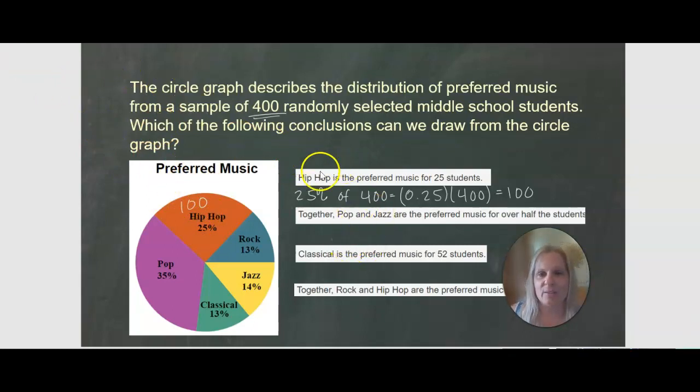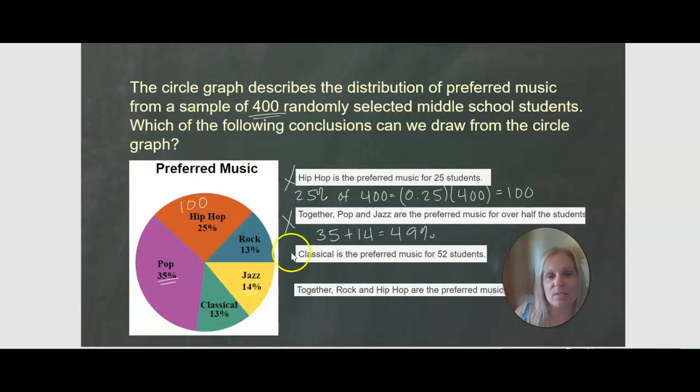So let's look at part B. Together, pop and jazz are the preferred music for over half. If I add pop, which is 35%, to jazz, which is 14%, 35 plus 14 is 49%. That is not over half. Over half would be over 50%, right? So nope.